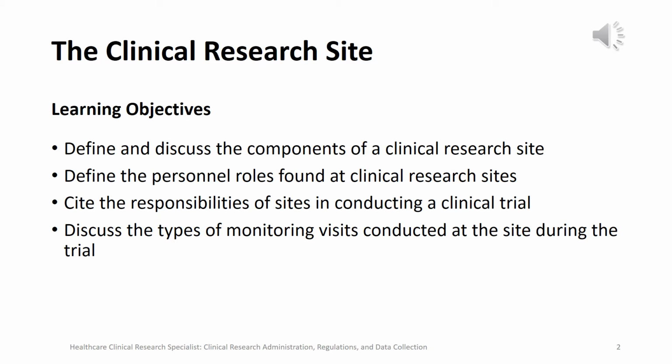Our learning objectives include define and discuss the components of a clinical research site, also to define the personnel roles that are found at the typical clinical research site. We're also going to cite the responsibilities of sites in conducting a clinical trial. What exactly are they required to do? Why are they required to do it? And then finally, we're going to discuss the types of monitoring visits that are conducted at the site during the trial. So I'll go into a little more detail about those as we go along.